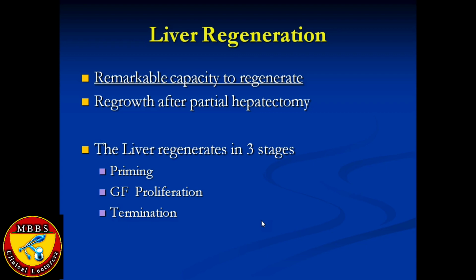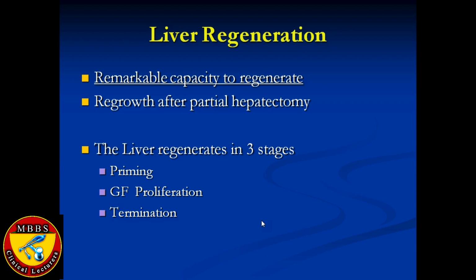But this can only occur if the framework or the connective tissue background is there, and also that there should be no inflammation present there. The liver, when it regenerates, it regenerates in three stages.